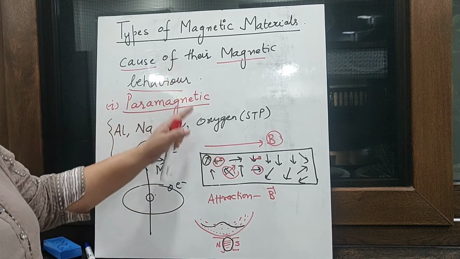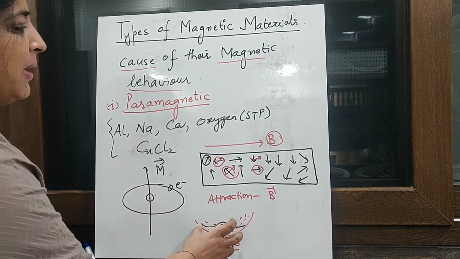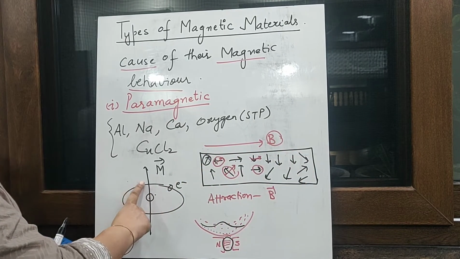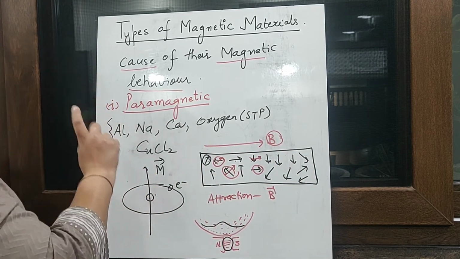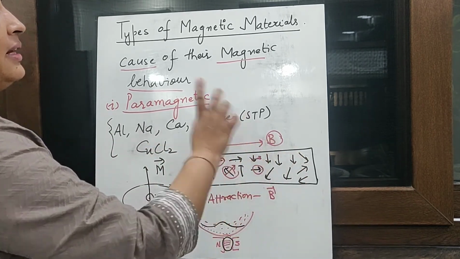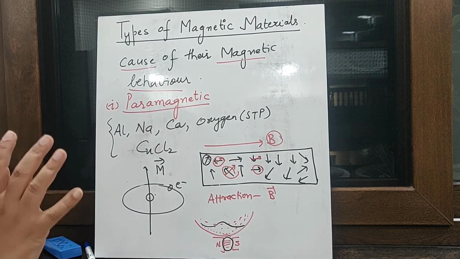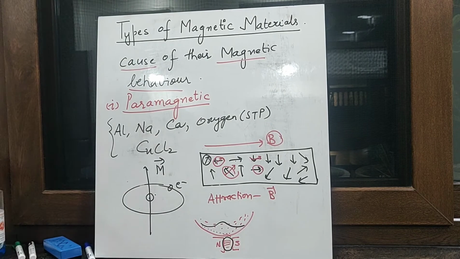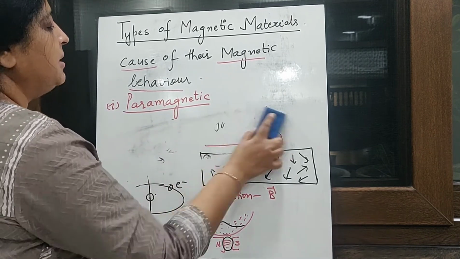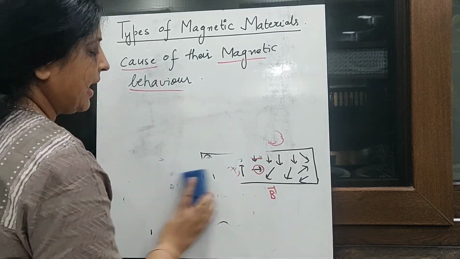So this is how a paramagnetic material shows its behavior in the presence of the magnetic field, and the cause of its magnetism is that each and every atom present in it has its own net magnetic moment, which tries to align itself in the direction of the magnetic field when it is put in the presence of the magnetic field. Then after paramagnetic materials, we will talk about the next type.